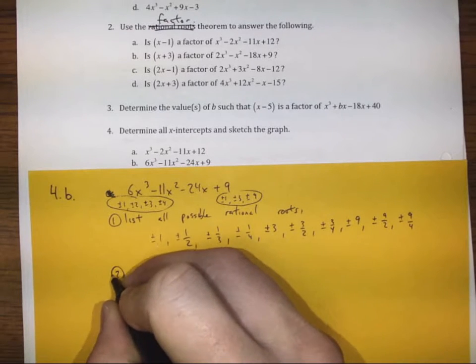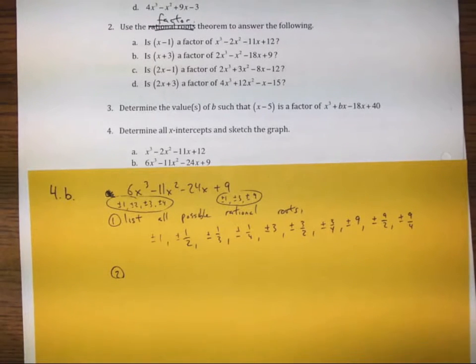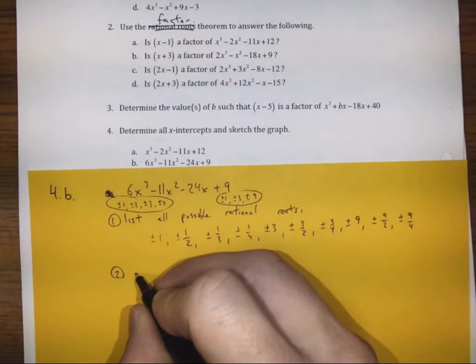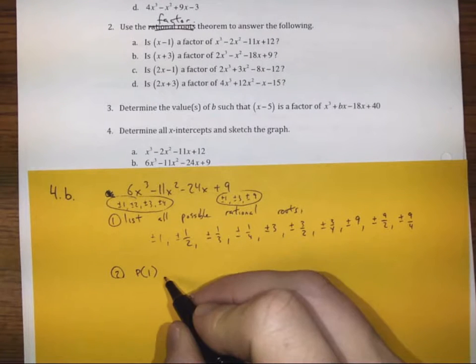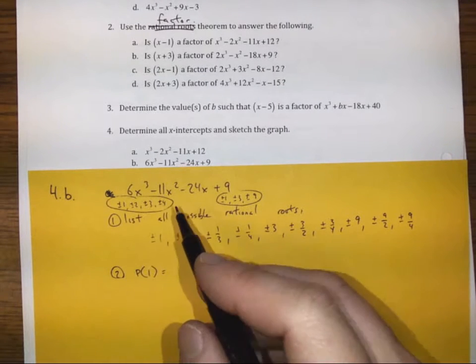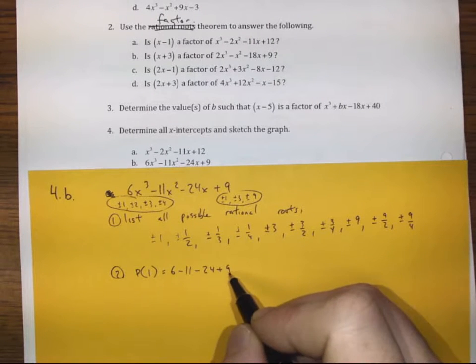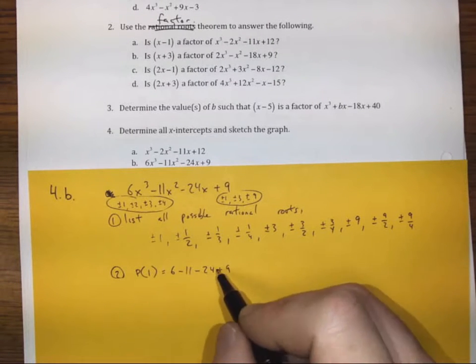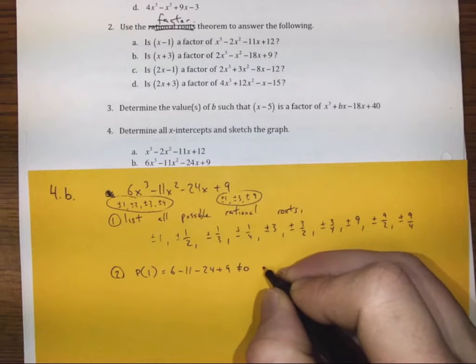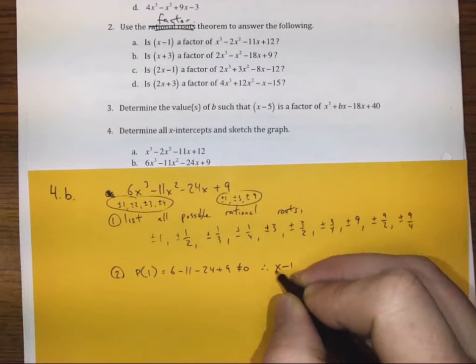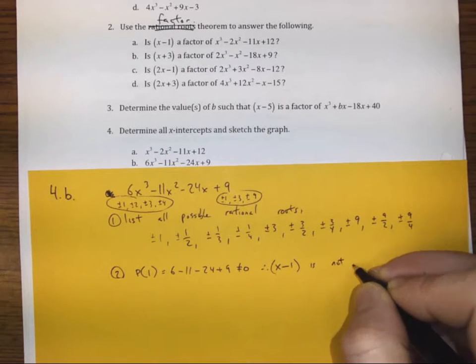All right, so then we're going to test some. I'm going to test 1 because it's nice and easy. And I get 6, take away 11, minus 24 plus 9, and I can already see I don't have too much negative, not enough positive. That's not equal to 0. So therefore, x minus 1 is not a factor.